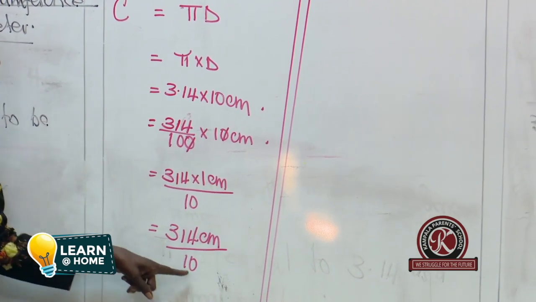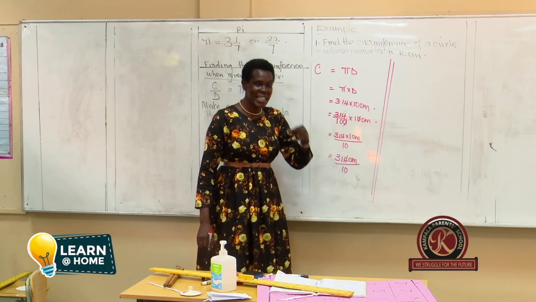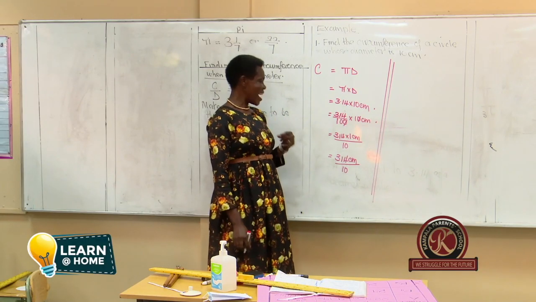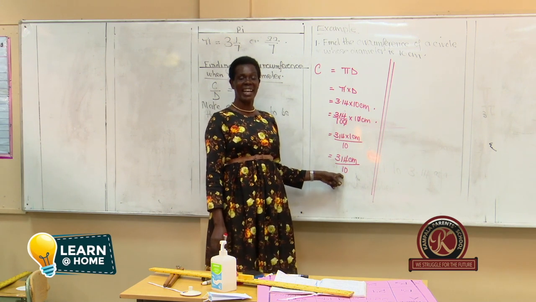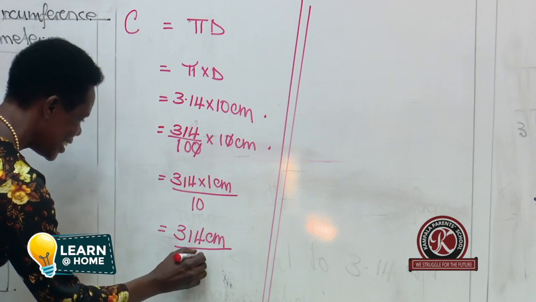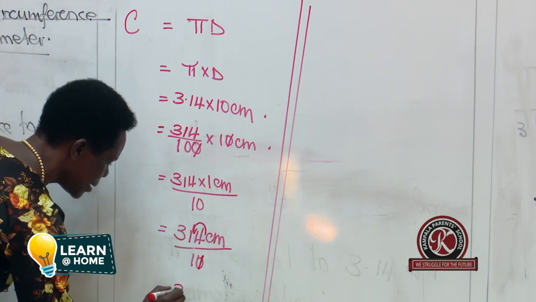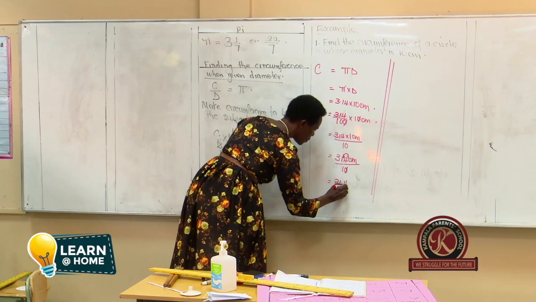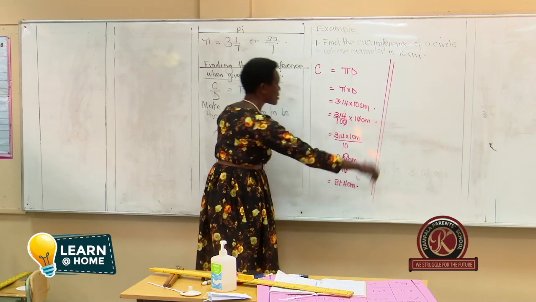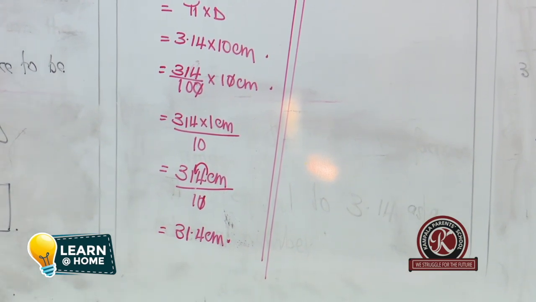The number of zeros always tells us the number of decimal places. How many decimal places do we have here? I believe that some of you now know it. Here, we'll move here. So this will give us 31.4 centimeters. That is our number 1.